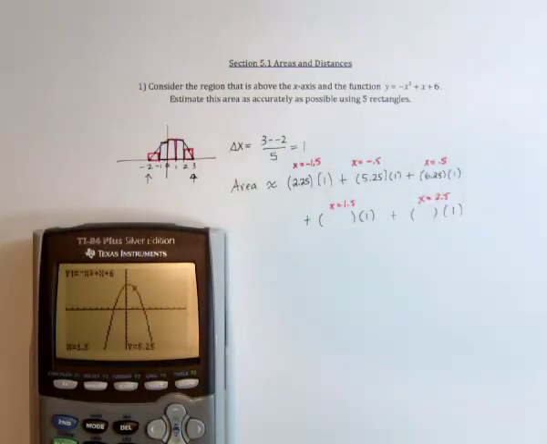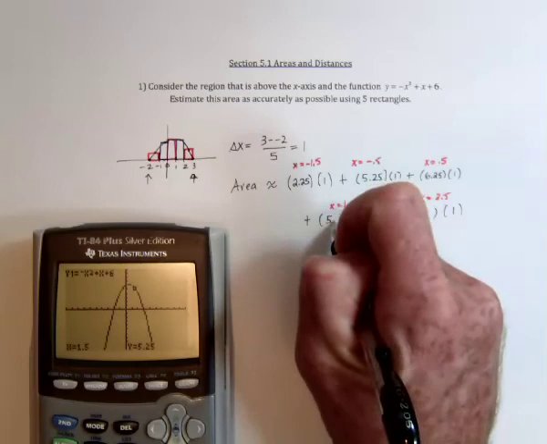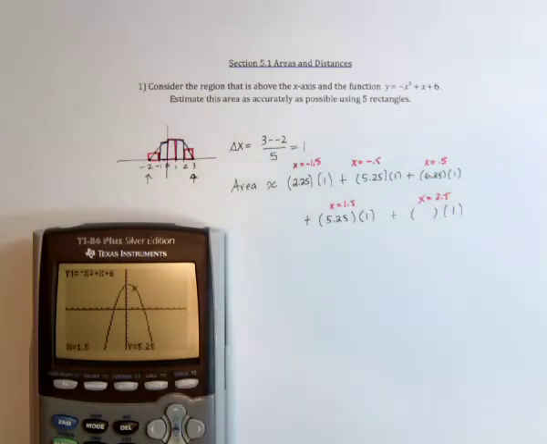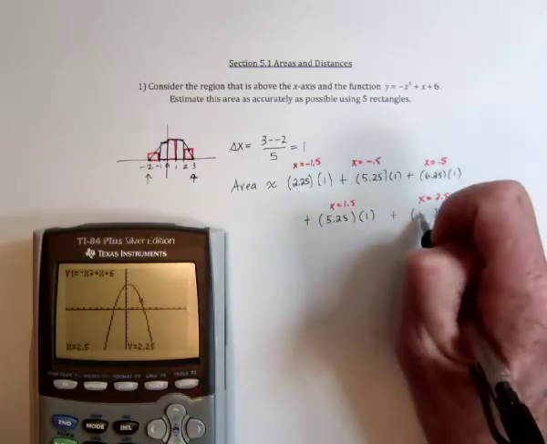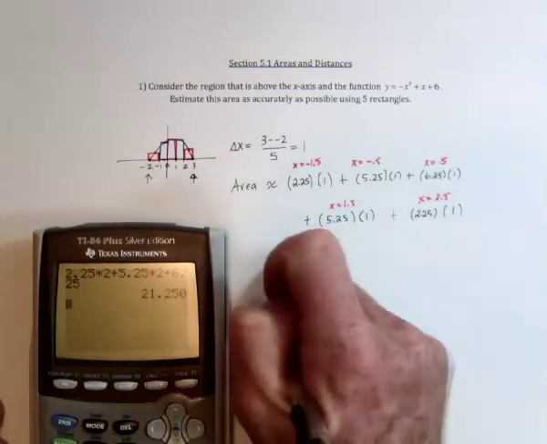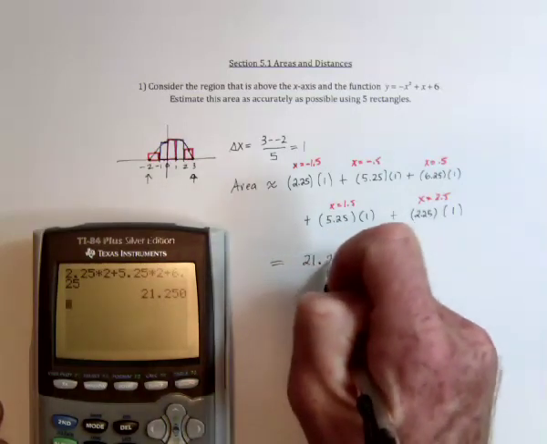So with 1.5, it's 5.25. And I'll bet you the next one's 2.25. Yes, because it's symmetric. Okay, then we need to add these up. So 2.25 actually showed up twice, plus 5.25 actually showed up twice, and then in the middle was a 6.25. Grand total area, 21.25.